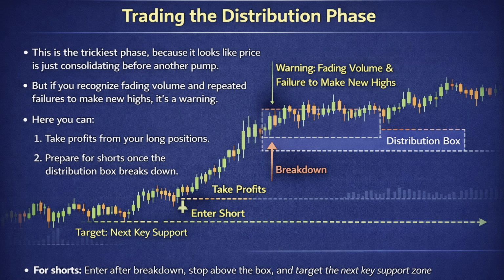Distribution trading. This is the trickiest phase because it looks like price is just consolidating before another pump. But if you recognize fading volume and repeated failures to make new highs, it's a warning. Here you can 1. Take profits from your long positions. 2. Prepare for shorts once the distribution box breaks down. For shorts, enter after the breakdown. Stop above the box and target the next key support zone.